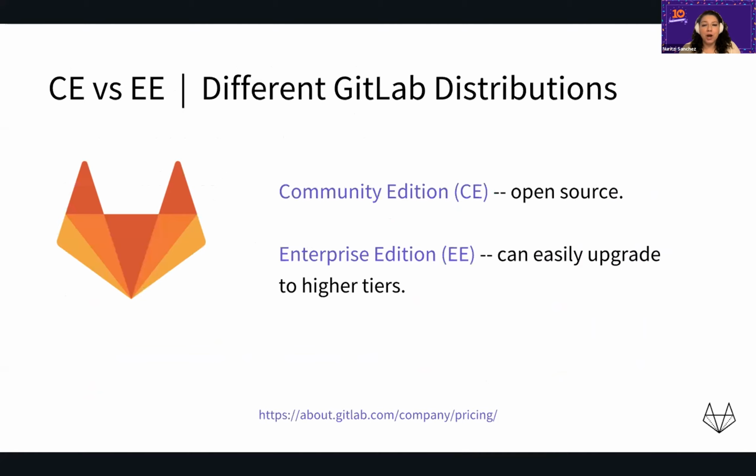Now, the way that the GitLab product works is that there are two distributions. There's the community edition, which is the fully open source version. It only contains the open source code. And then there's the enterprise edition. This has the free tier, which is equivalent to the open source core, but you can also easily upgrade to the higher tiers. So it includes the proprietary code that you can pay to unlock. When you're deciding between the two options, we strongly recommend that people use the enterprise edition because, again, they can unlock those tiers if they find it useful later down the line.